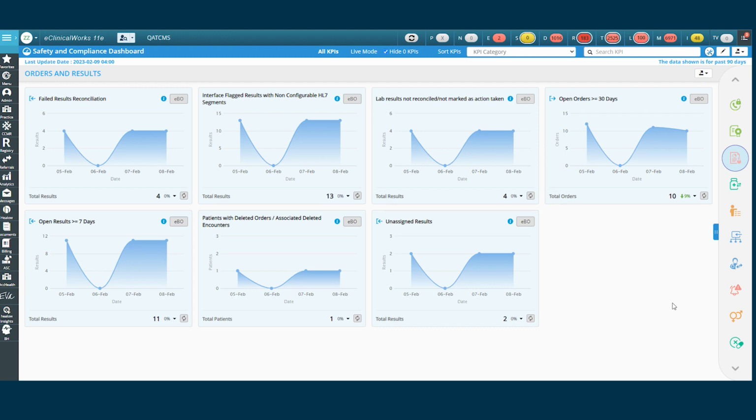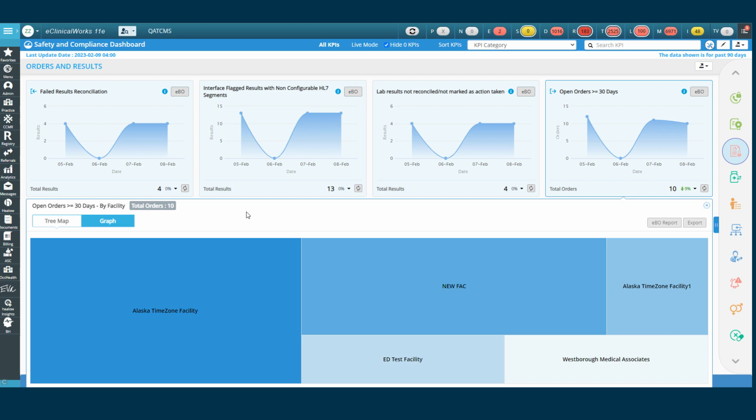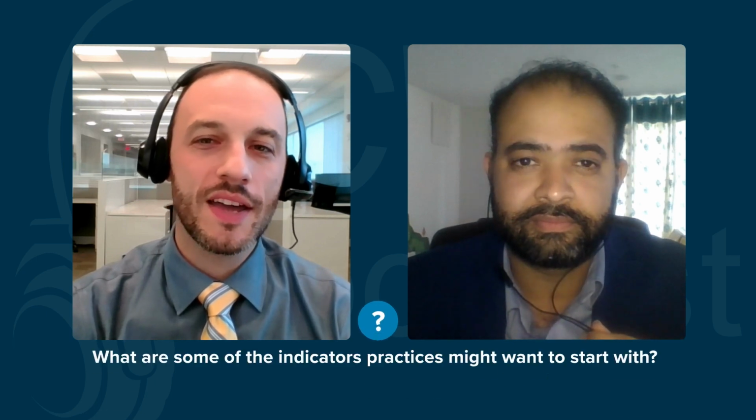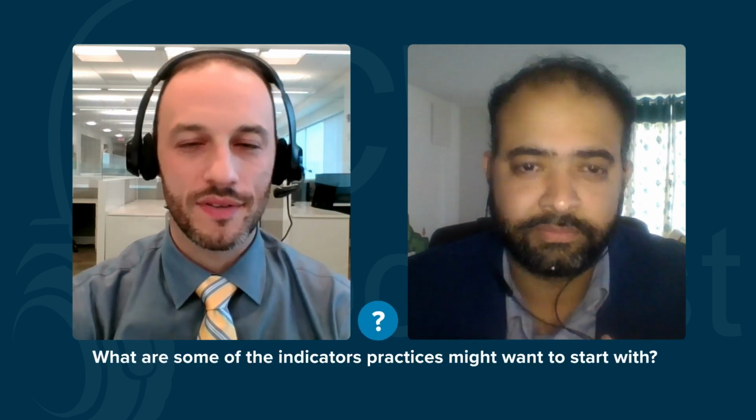Secondly, we also show those KPIs with some number. Those numbers could be a count of some metric, or a time, like average time of something, or a percentage-based KPI. And we will also show some trend charts so that users can understand what the values were in the past for those KPIs. Well, there are a lot of KPIs in that dashboard. If I'm not mistaken, over 180 KPIs available today. What are some of the indicators practices might want to start with?